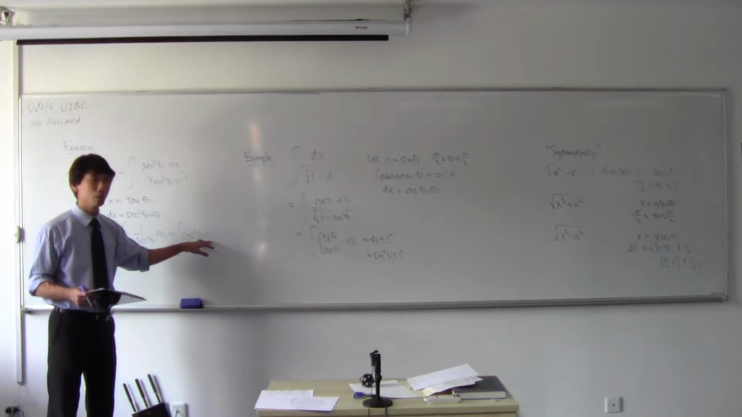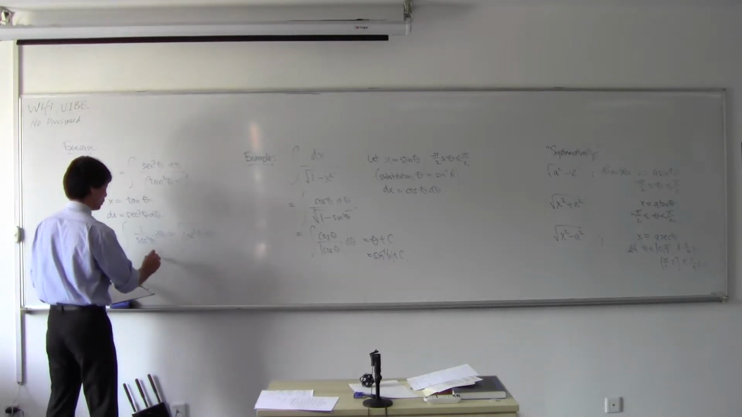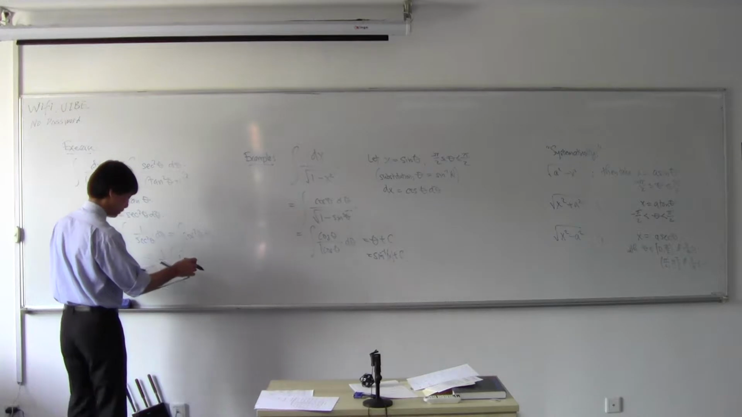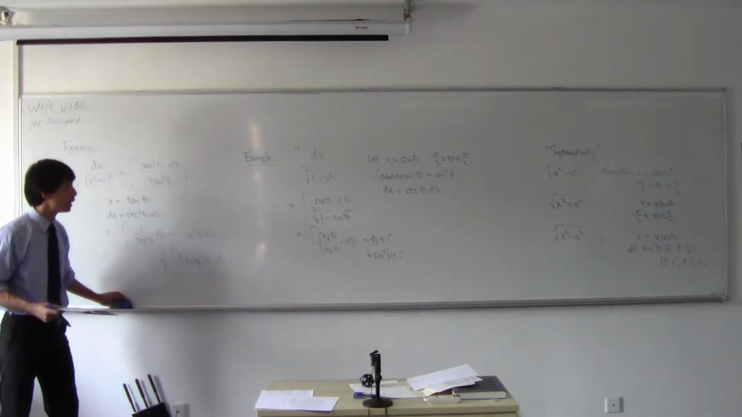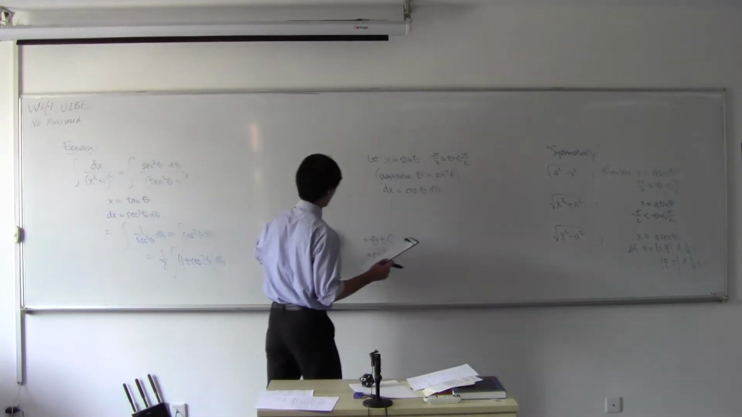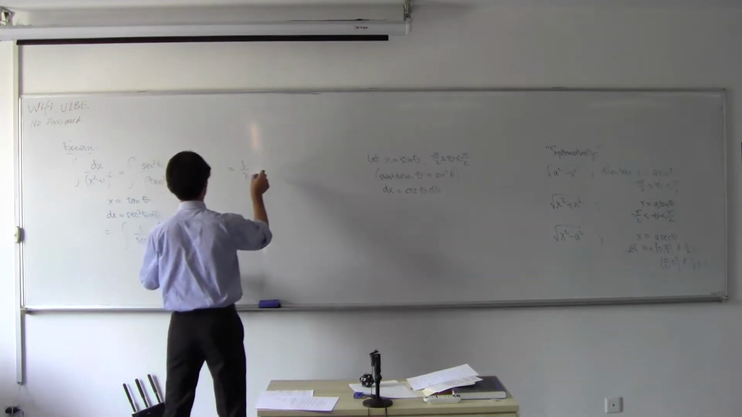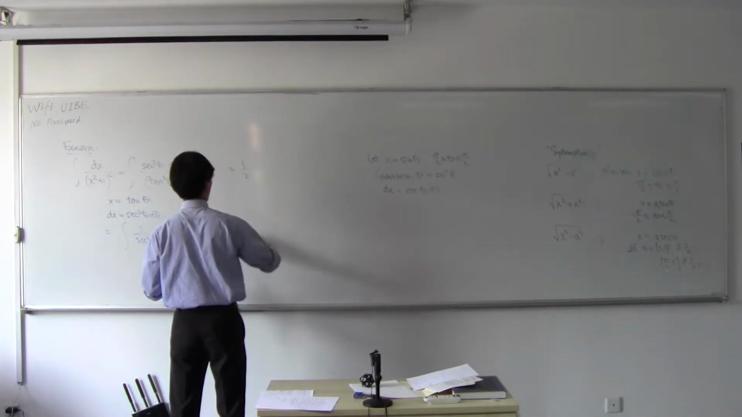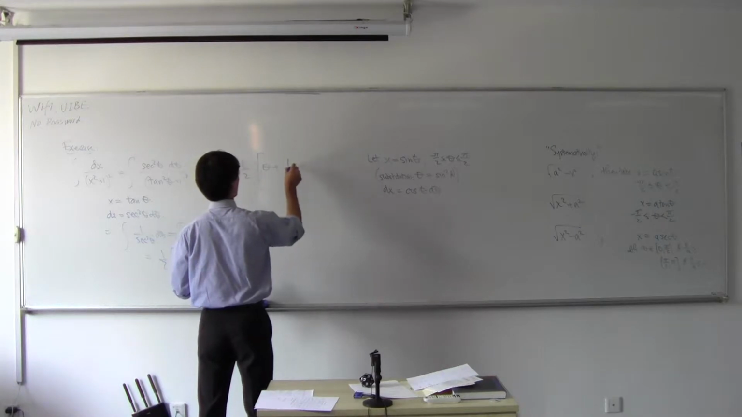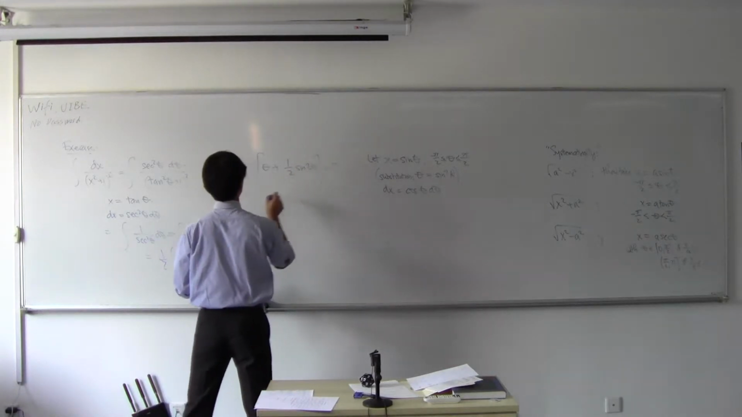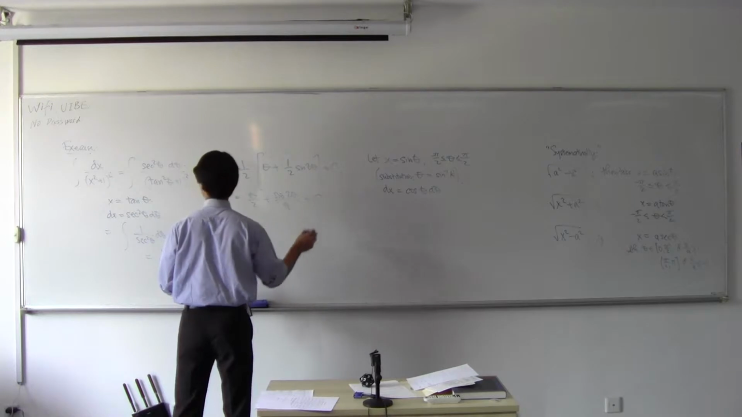You can pull out one of your half angle formulas, right? So this is going to be one half the integral of one plus cosine 2 theta d theta. So you get one half theta plus 1/2 sine 2 theta, that is theta over 2 plus sine 2 theta over 4 plus c.